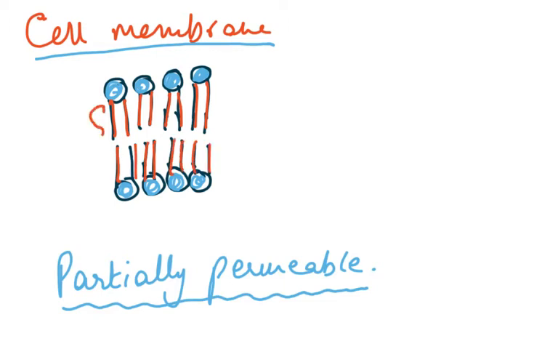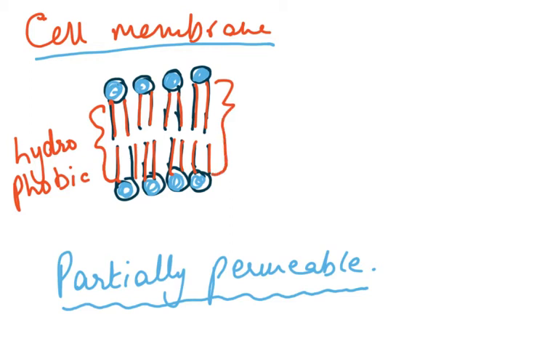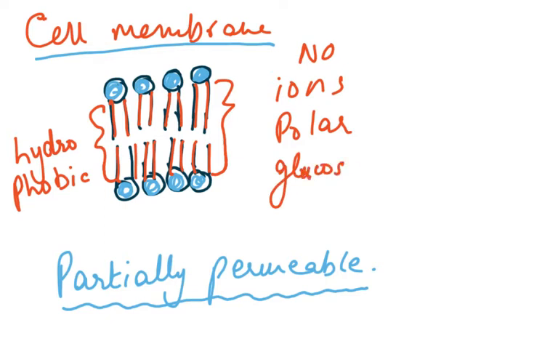or any glucose. This part, which is hydrophobic, means water hater, phobia means fears. So this part will not allow any water soluble molecules to pass. No ions can pass, no polar molecules, no glucose. Why? Because glucose is water soluble. So these will not be able to pass through the phospholipid bilayer.